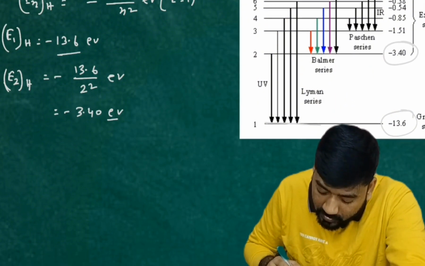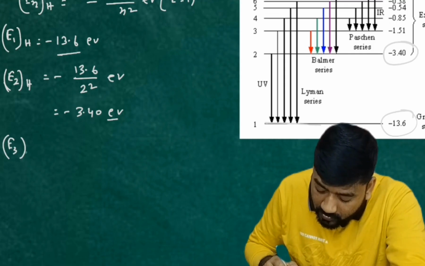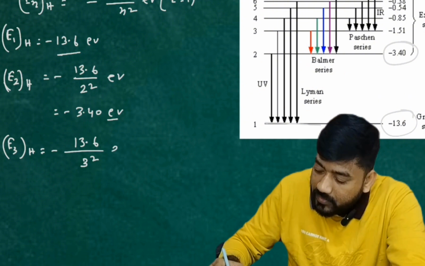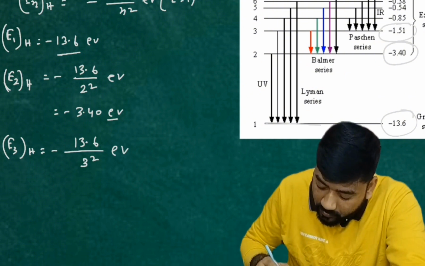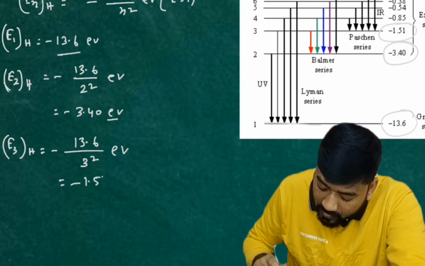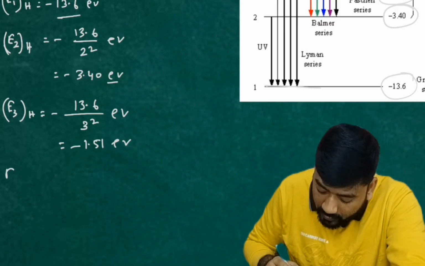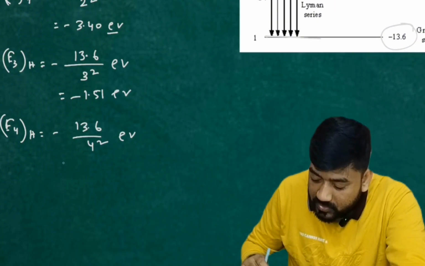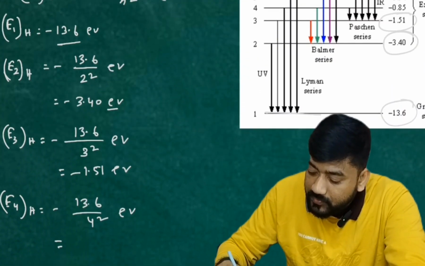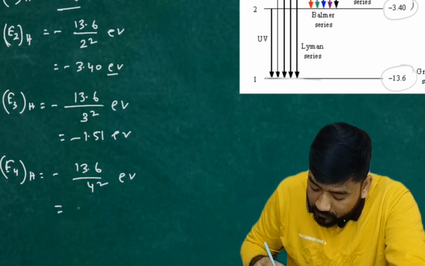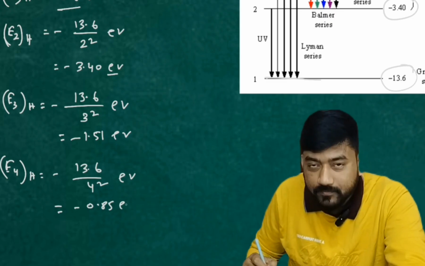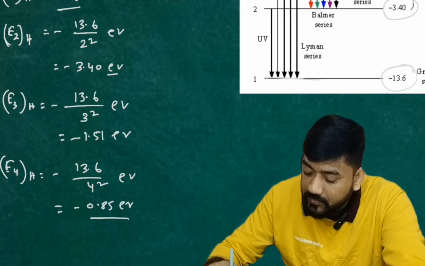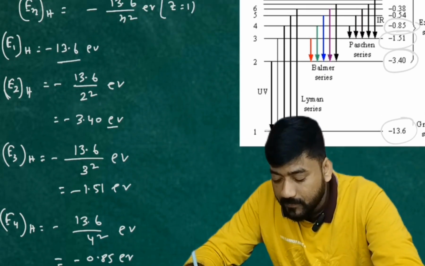Similarly, if you talk about E3 of hydrogen atom, that will be minus 13.6 upon 3 square, that is 9, electron volt, and that will give you minus 1.51 electron volt. Similarly, you will get E4 for hydrogen atom, that will be just minus 13.6 upon 4 square electron volt, that means minus 13.6 upon 16, and that will give you minus 0.85, and so on. So this is how you can get the different energy levels.